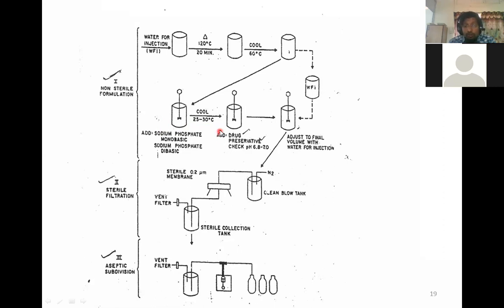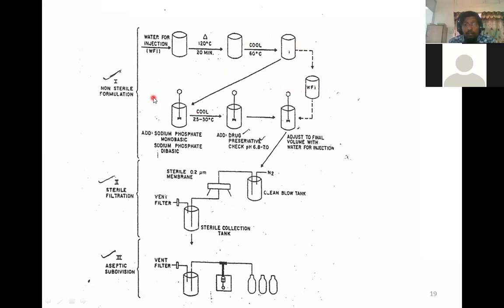Then when it comes to nearly room temperature, 25 to 30 degrees centigrade, we are going to mix drug and preservatives. Then after mixing of drug and preservatives in this part of water for injection, we will adjust the pH and check the pH to make it to the 6.8 to 7 range. That is slightly weak basic to neutral range. Then you will adjust the volume by adding the remaining part of water for injection. So this is the flow chart for the preparation of non-sterile formulation.